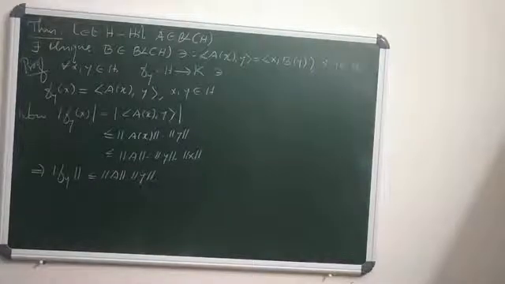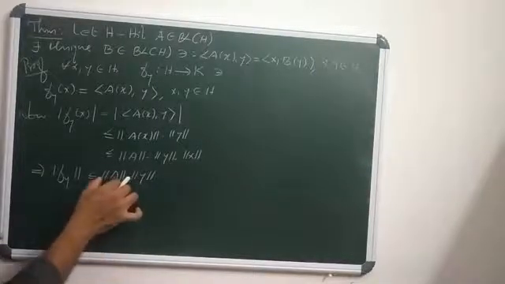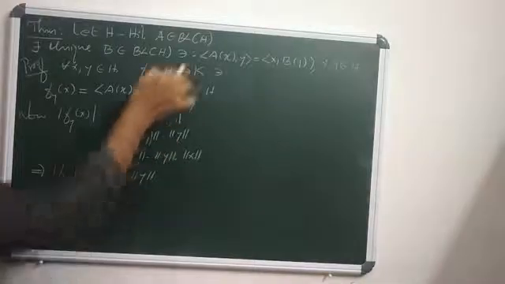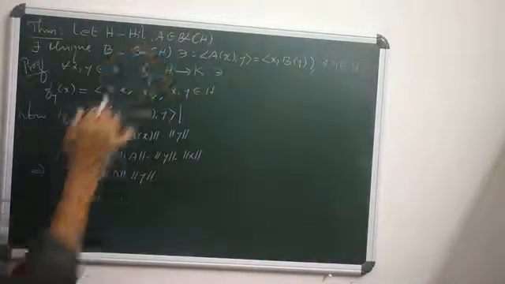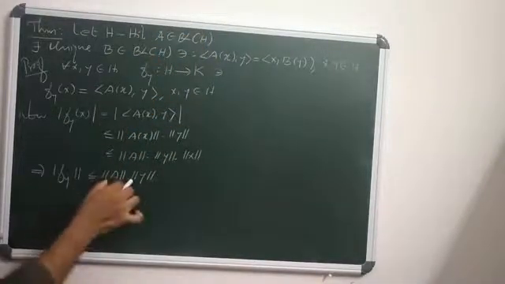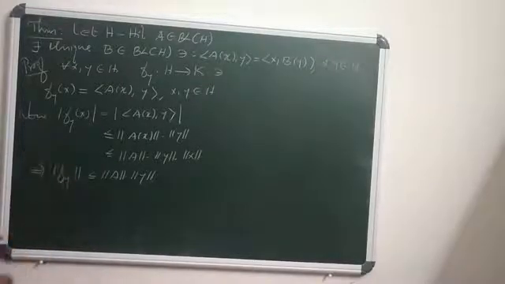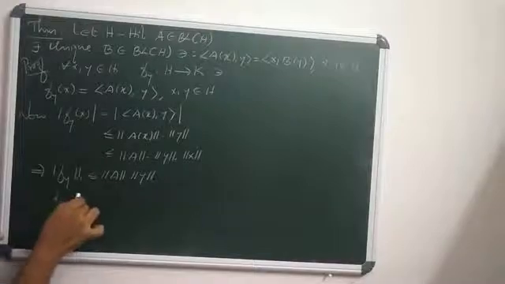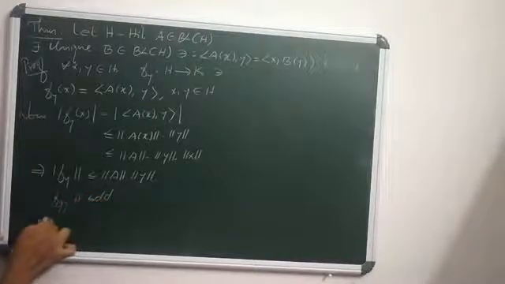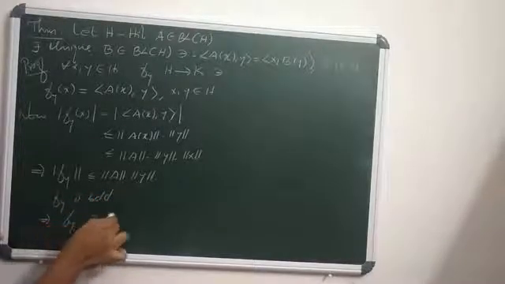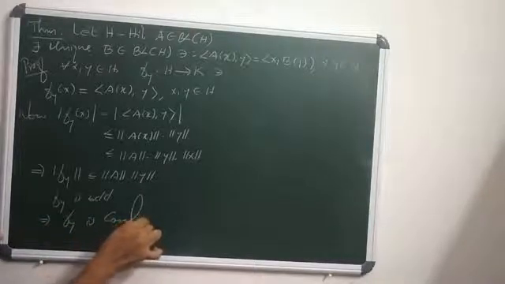Clear? That means A is a bounded linear operator, A is in B(H). So A is bounded. So clearly the norm of Fy less than or equal to norm A into norm y means Fy is bounded. Fy is bounded, which implies Fy is continuous.